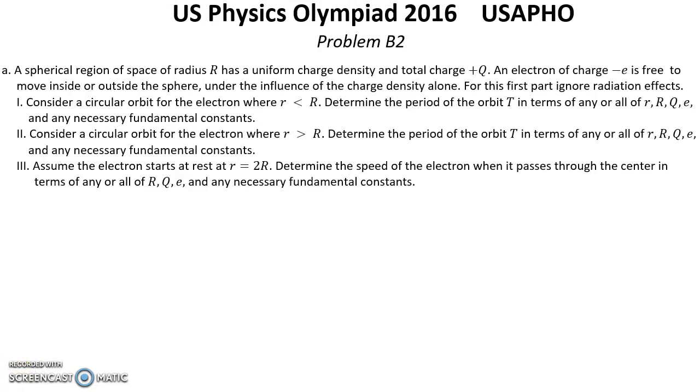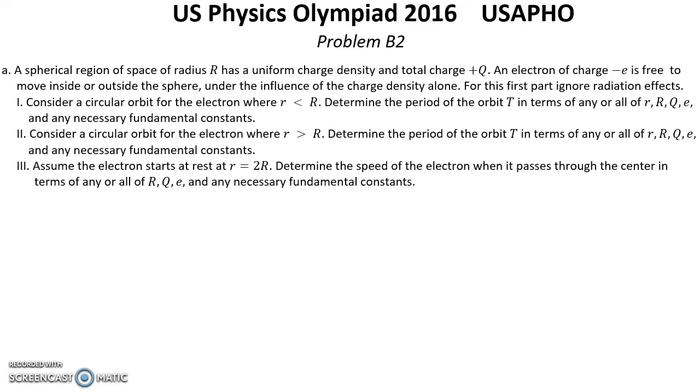Solution for Part A. Question 1. Consider a circular orbit for the electron where small r is less than big R. For this case, we need to take into account only the charge which is inside a sphere with radius small r, because for the other charge, due to Gauss's theorem, we have no influence inside such a shell.